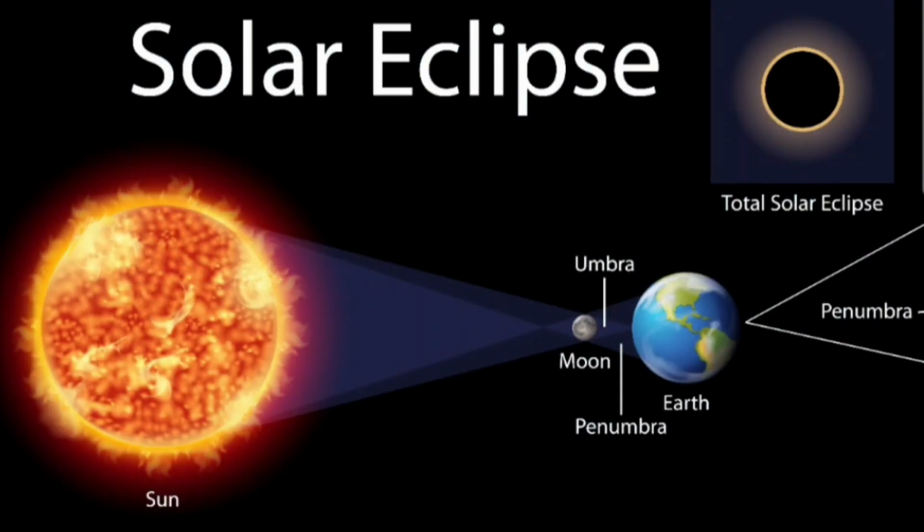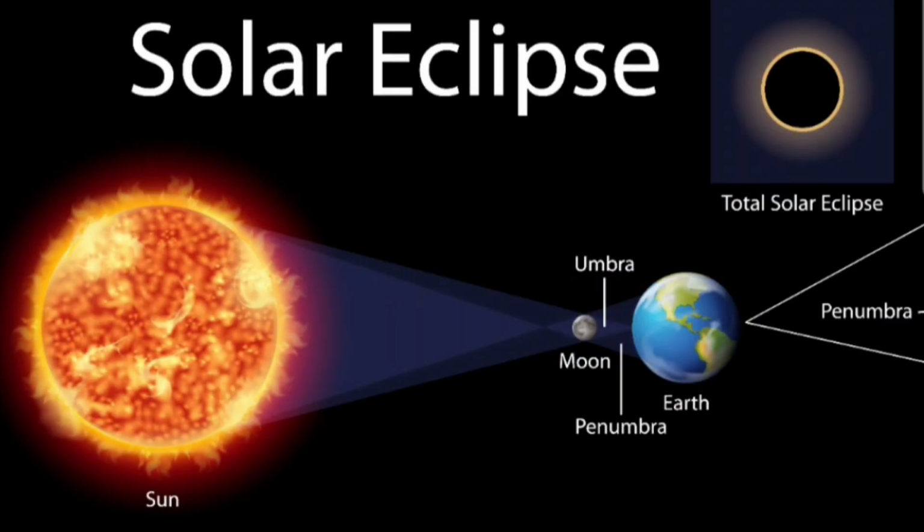So let's get started on specifically, what is a solar eclipse? A solar eclipse happens when at just the right moment the moon passes between the sun and the earth. Sometimes the moon only blocks part of the sun's light. This is called a partial solar eclipse. Other times the moon blocks all of the sun's light, and this is called a total solar eclipse.